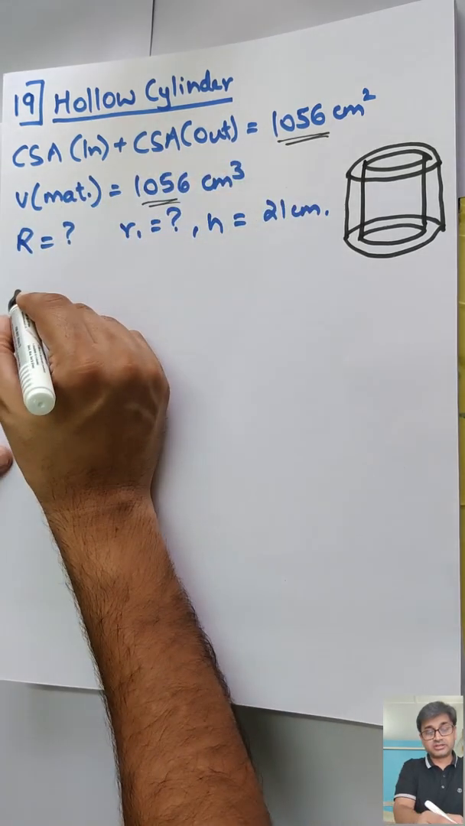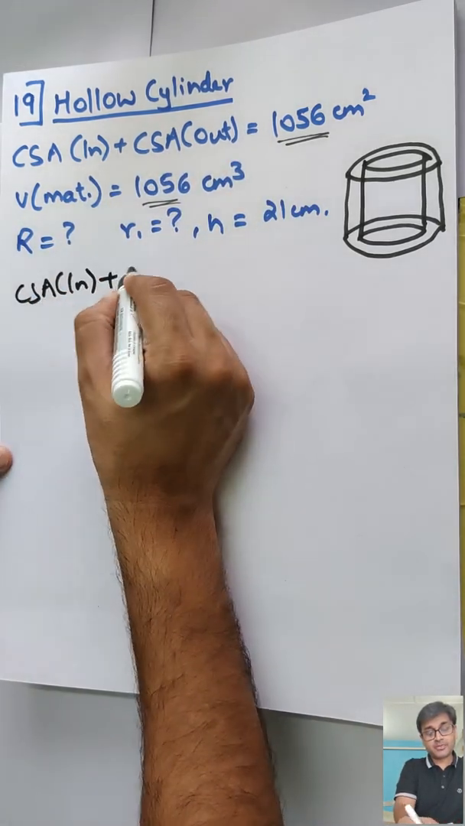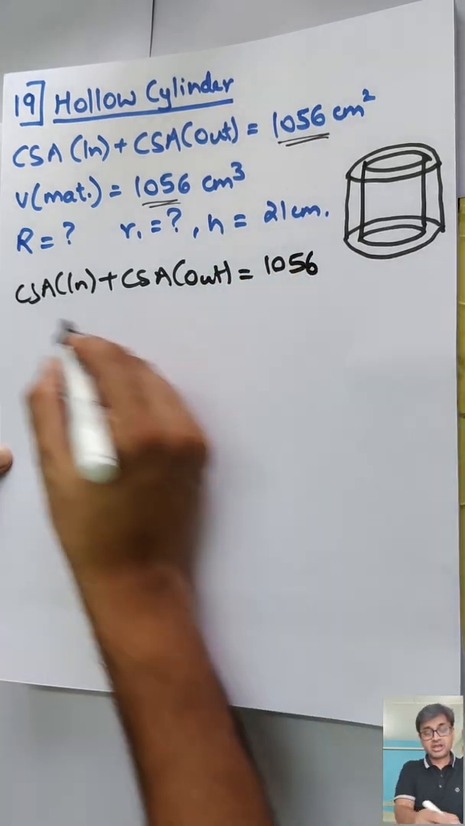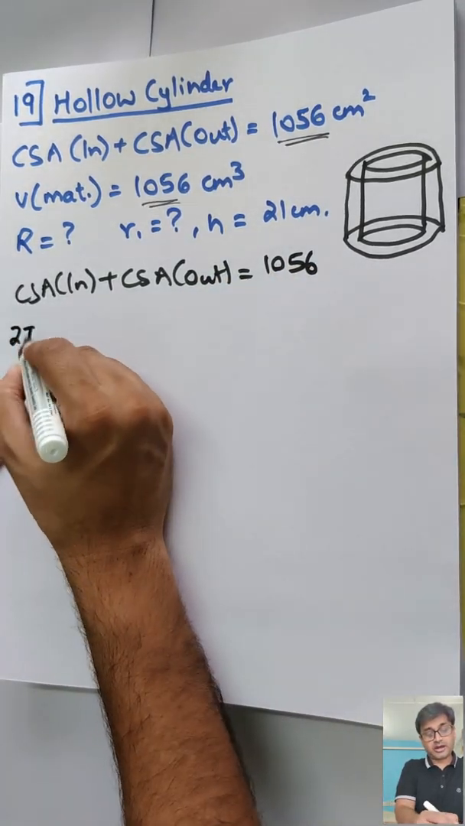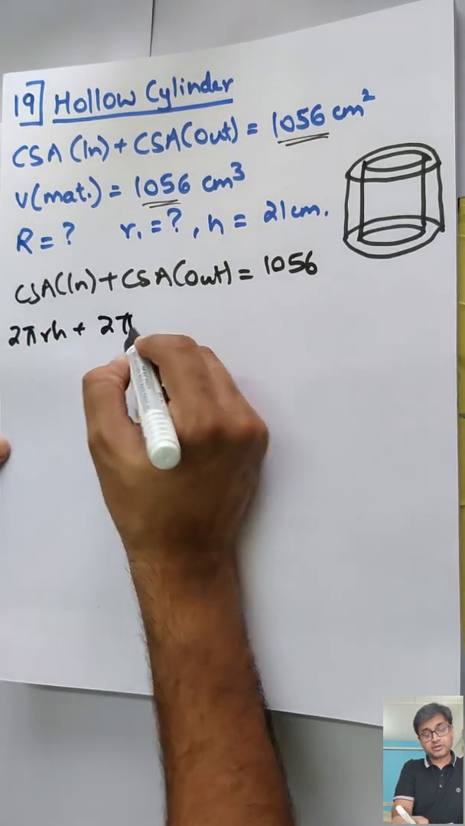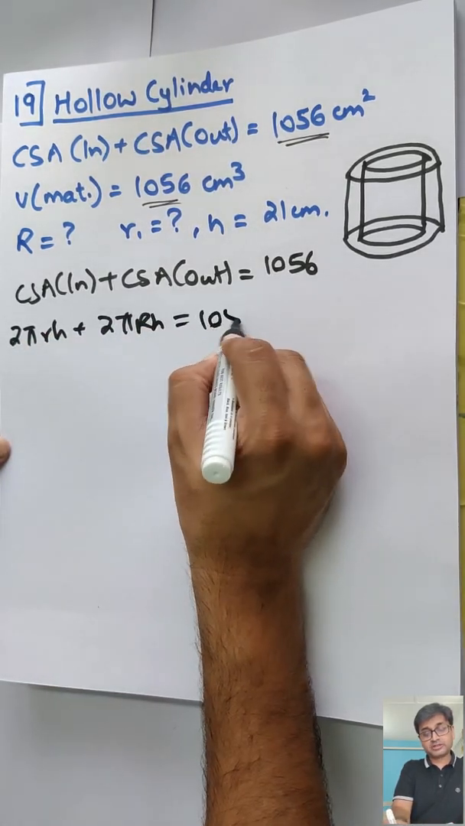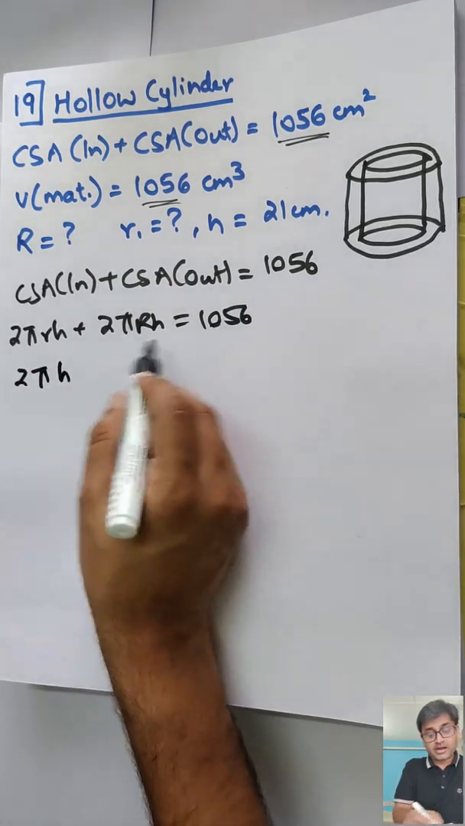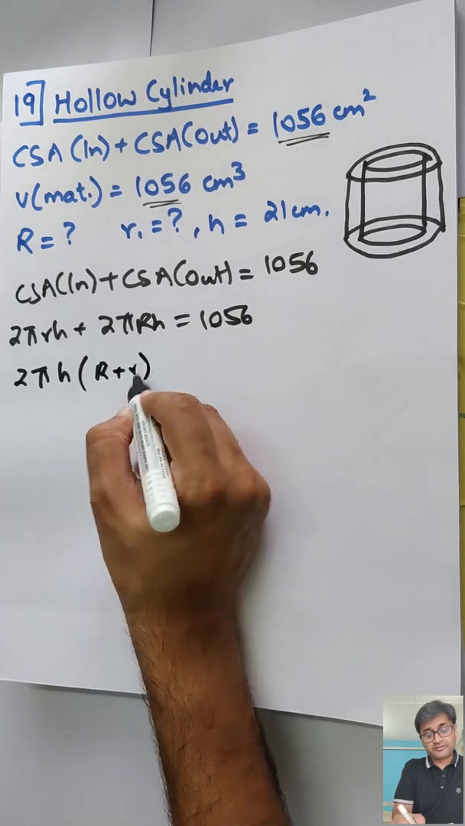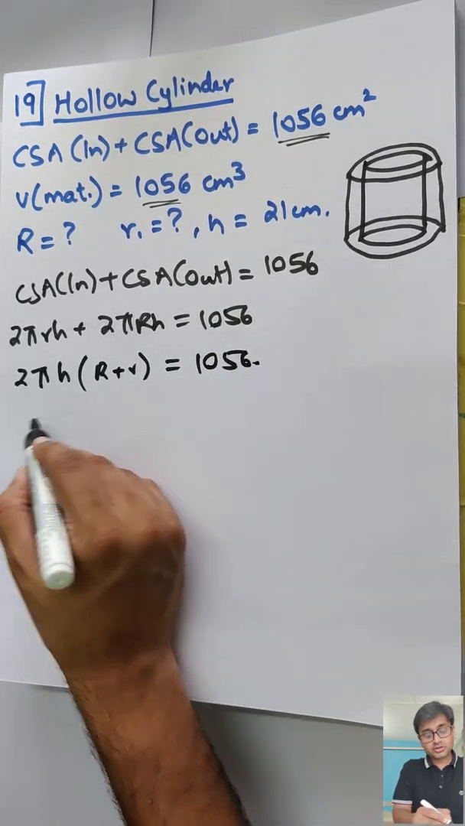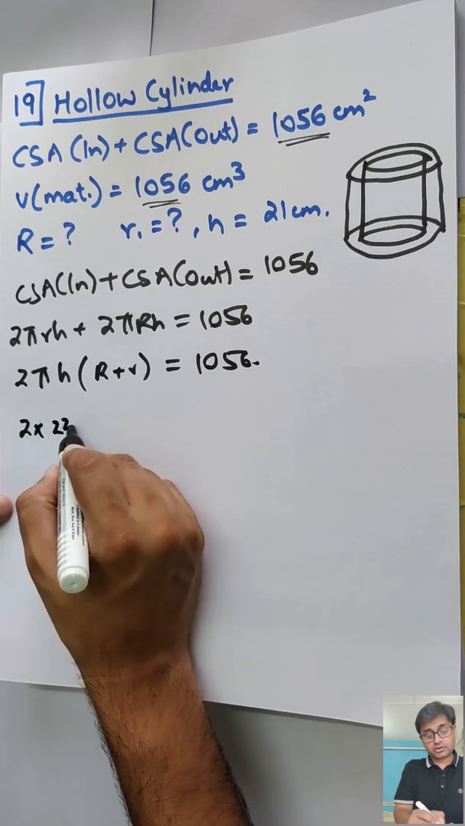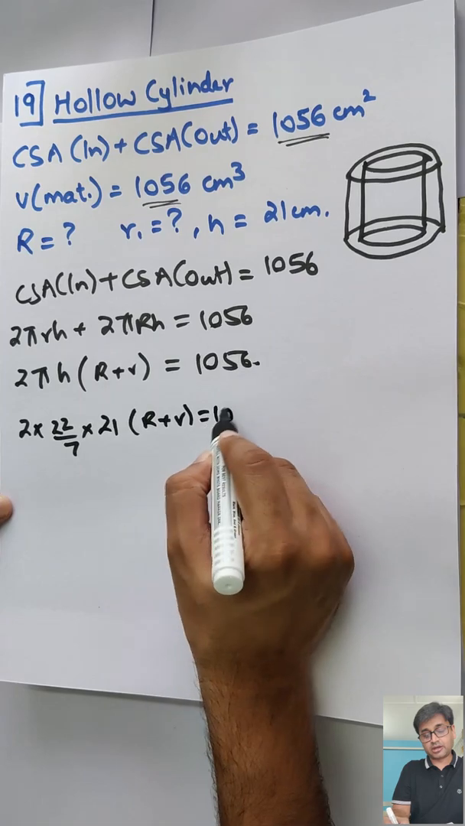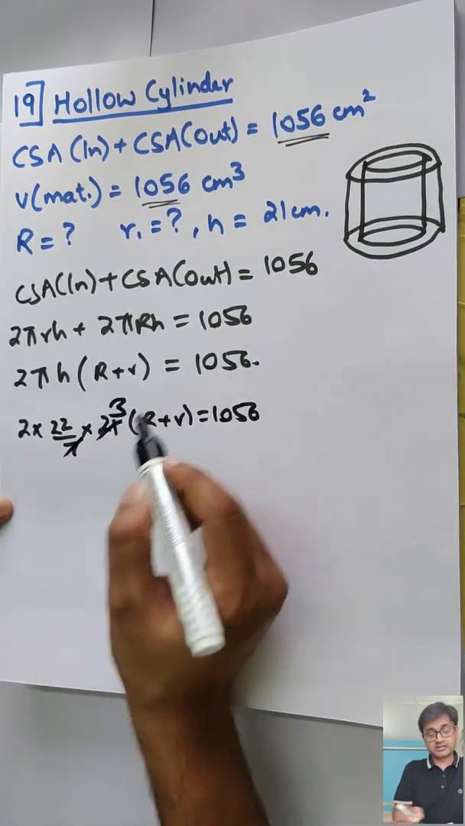First I'm beginning with this. What is given: curved surface area inner plus curved surface area outer is equal to 1056. So inner curved surface area is 2 pi rh, external is 2 pi Rh, equal to 1056. Height in both the cases remains the same, so I can pull out 2 pi h common. What will be left is R plus r. So 2 pi is 22 by 7, and the height is given to us as 21, times (R plus r), equals 1056.